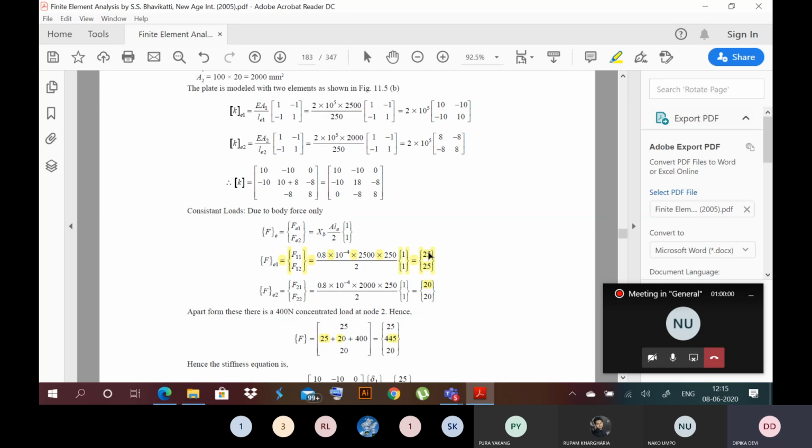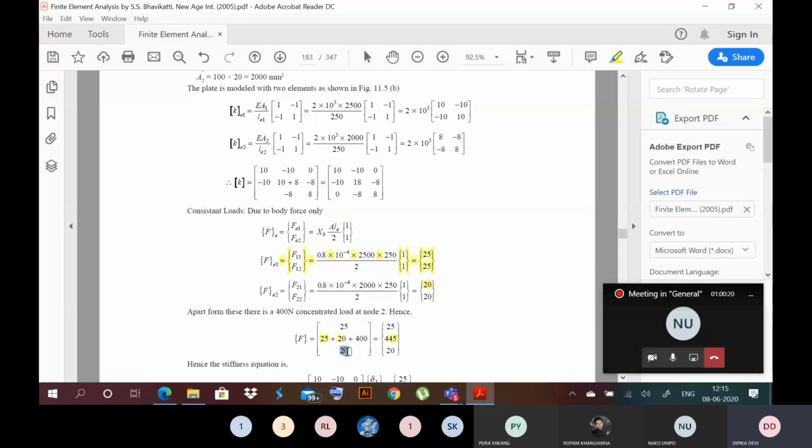Understood? So this is the load at node 1, 25. This is the load at node 2. This is also load at node 2. This is the load at node 3. I hope you have understood. So at node 2, there is overlapping of element 1 and 2. So there will be contribution of the body force from both the elements. Therefore, the total load at node 2 will be equal to 25 plus 20 plus 400.